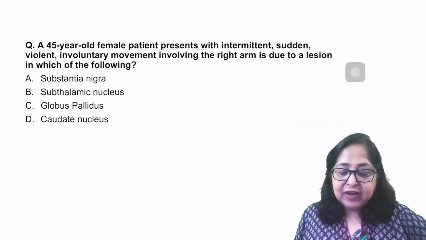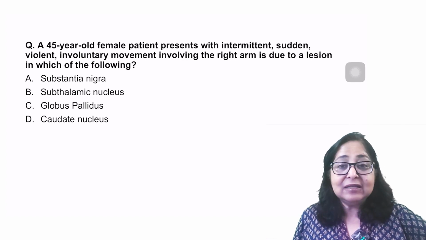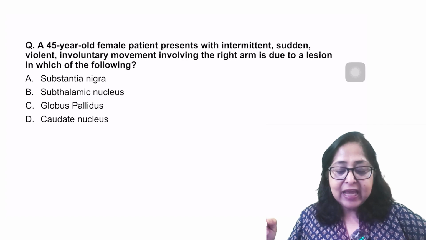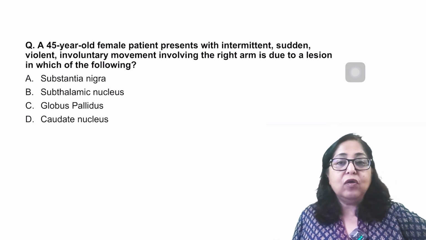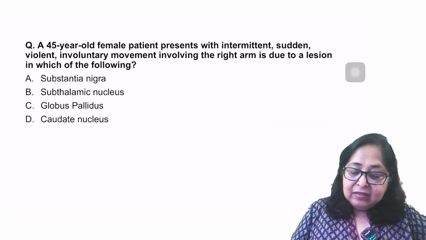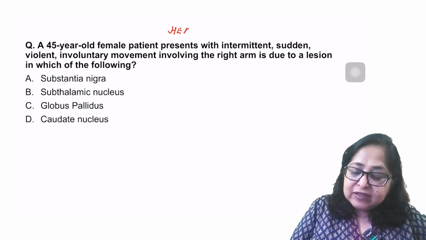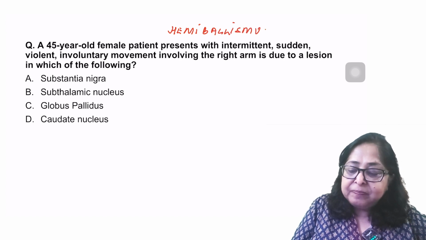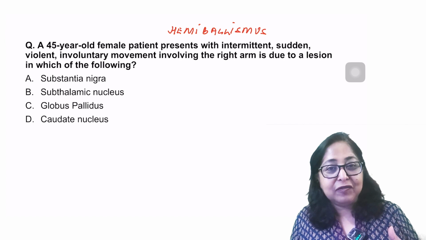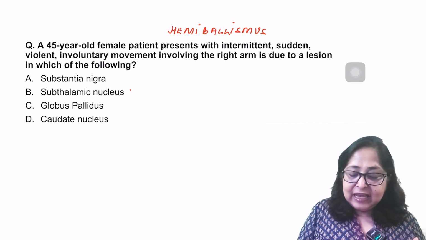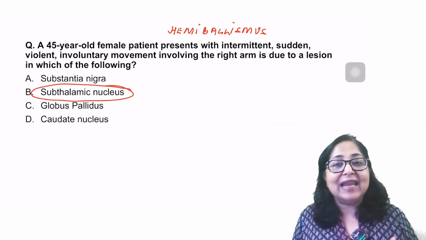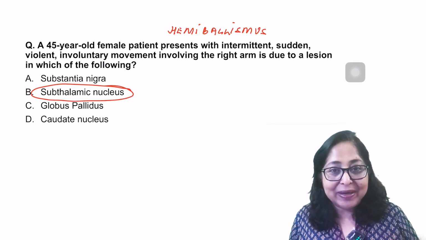It says, a 45-year-old female patient presents with intermittent, sudden, violent, involuntary movement involving the right upper limb. This is due to lesion of which of the following? This is a typical picture of something called a hemiballismus, where there are violent movements of one half of the body. And this is seen in a lesion of the subthalamic nucleus of Luys.